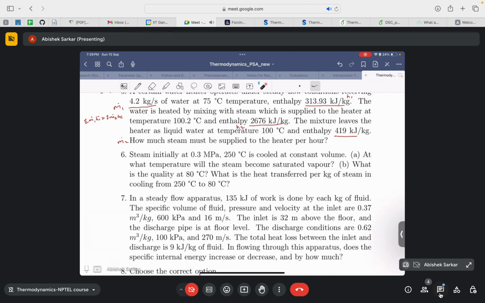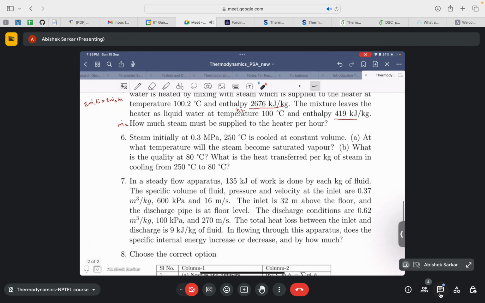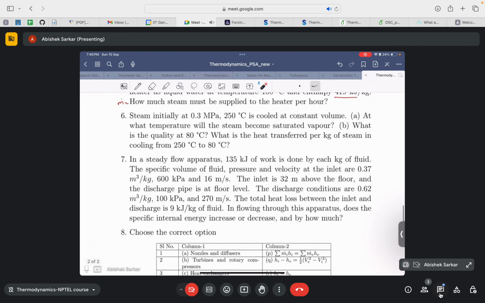Which one should I take? Okay, let us take this one. Question number 7. This is related to the steam tables. Just for saving time, I'm using question numbers. Let us focus on question number 7.